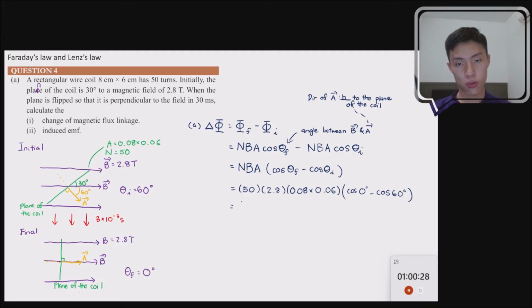You'll get 42 divided by 125. I think this is Weber, right? Which is equivalent to 0.336 Weber.